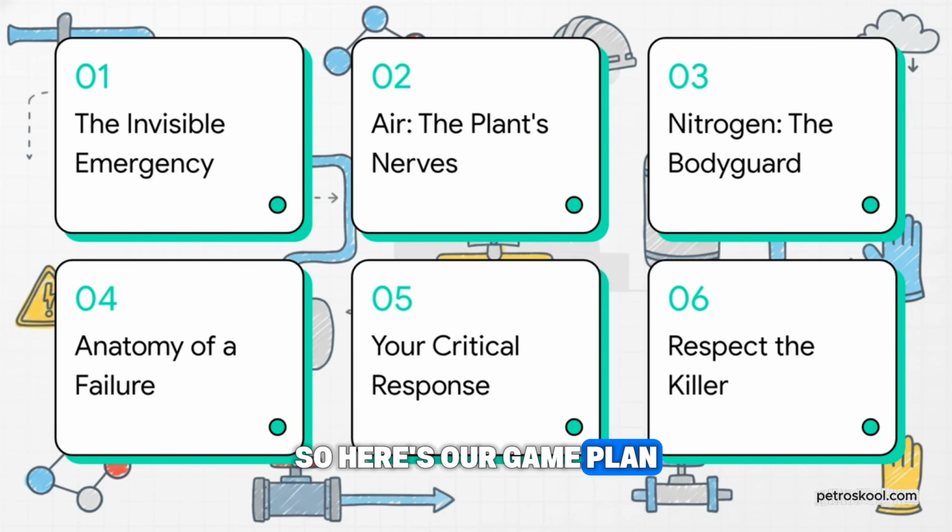So here's our game plan. We're going to start by framing this as the emergency it truly is. Then, we'll break down the specific jobs of air and nitrogen. We'll look at how things go wrong, map out exactly what you need to do, and then wrap up with a safety warning you just cannot afford to ignore.